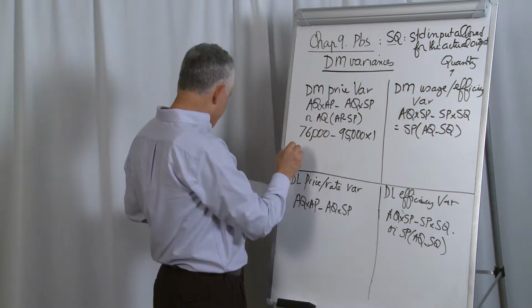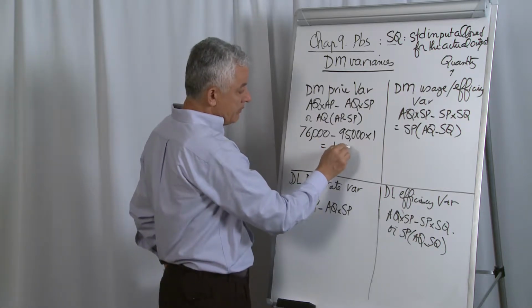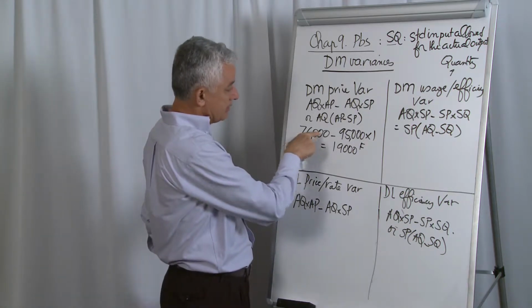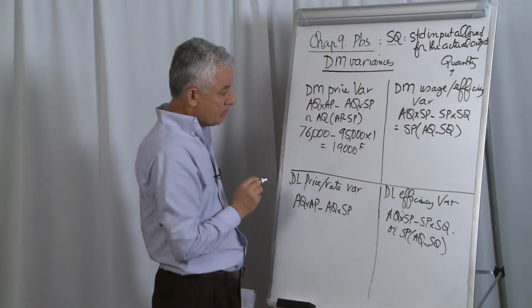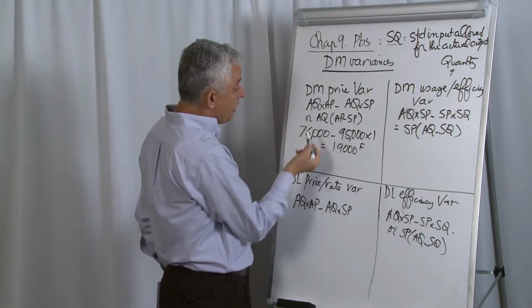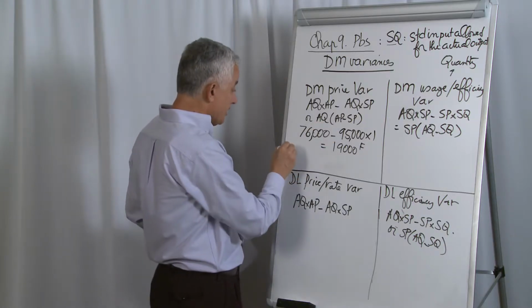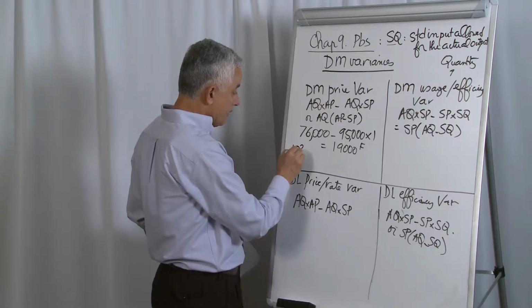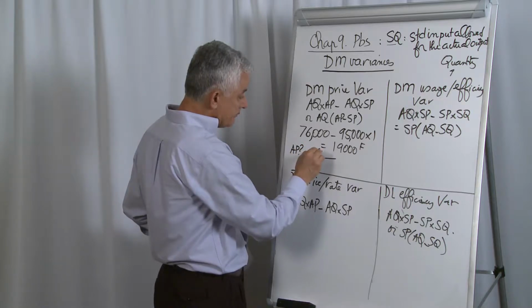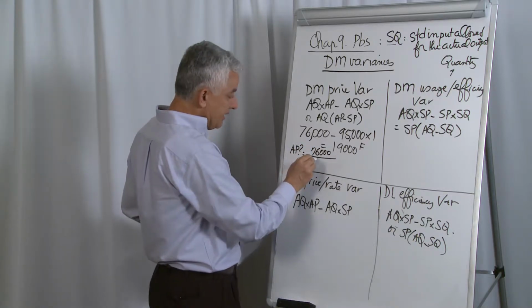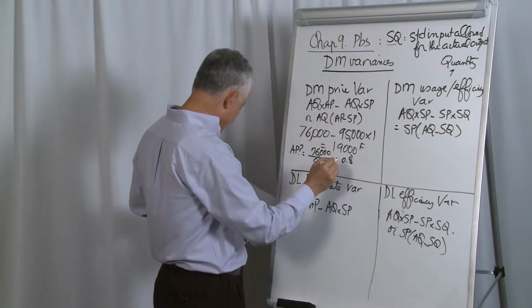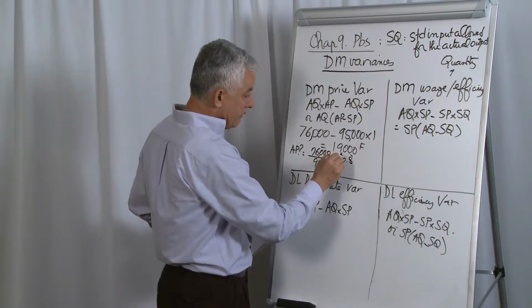Now, this is equal to 19,000 favorable, okay? Why? Because the actual cost is less than the actual quantity times the standard price. Another way to do it is to calculate the actual price first. What is the actual price? It's going to be 76,000 divided by 95,000. That's 0.8 dollars per pound.